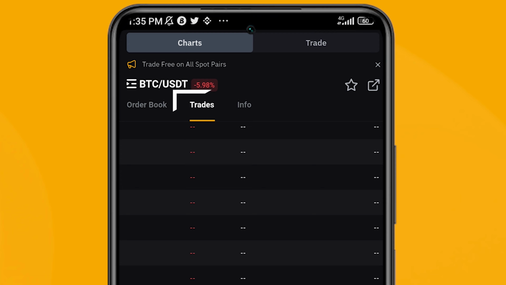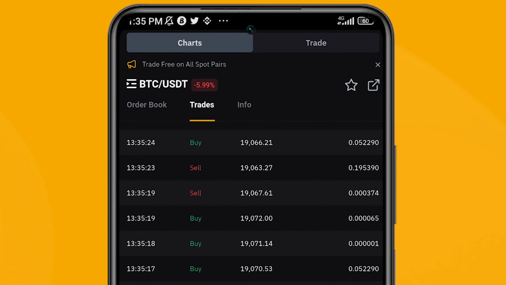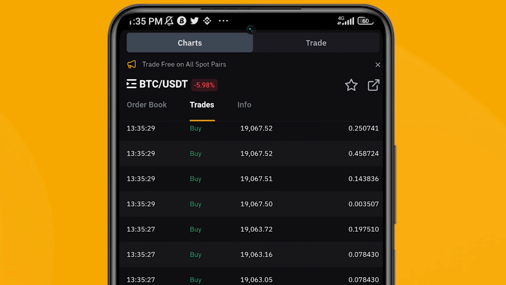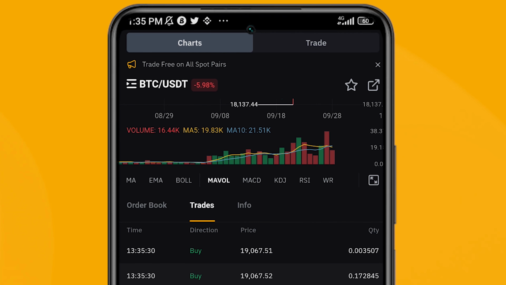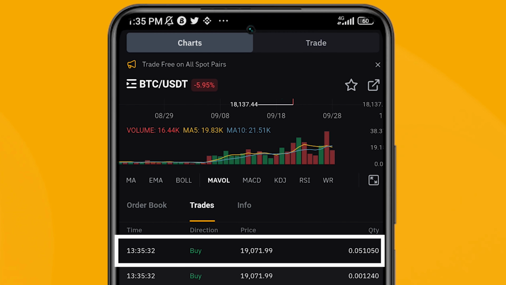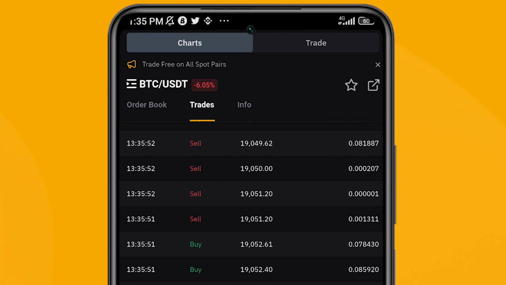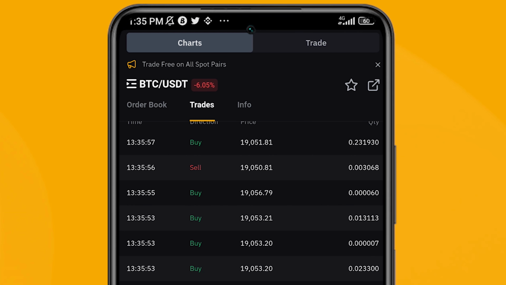Also, if you go to trade, you'll see the recent trades that were carried out on Bybit. We have here a trade at 13:35:32. Somebody bought Bitcoin at 19,069. The quantity he bought was 0.0275. So this shows you the accurate order of what is actually happening on Bybit.